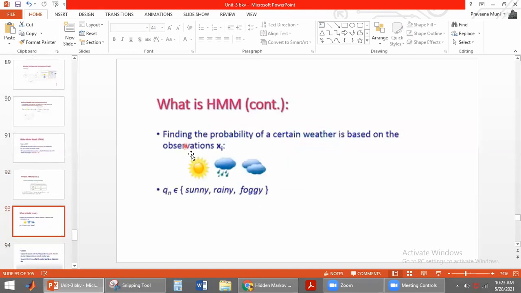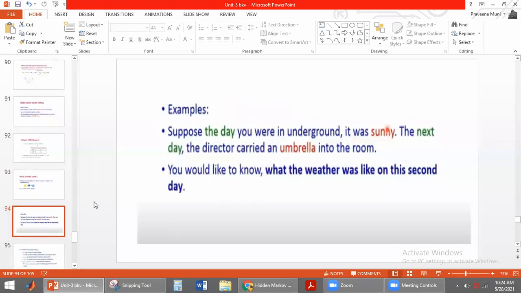Now, what is it that we have to find out? Finding the probability of certain weather based on observation xi. That is, the probability of getting sunny, rainy, foggy. So, how do you get the probability of this particular weather condition? That we'll be discussing here.